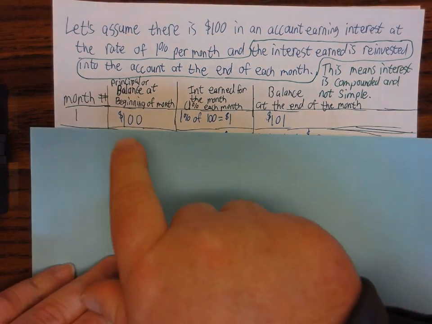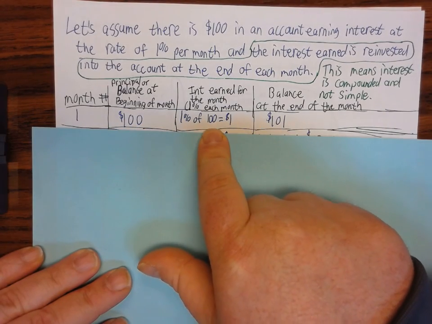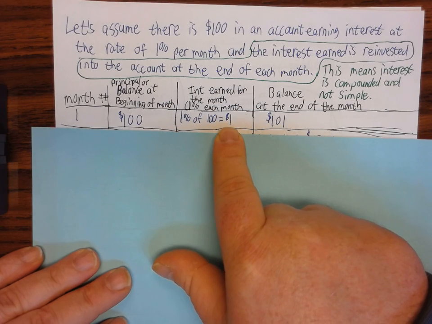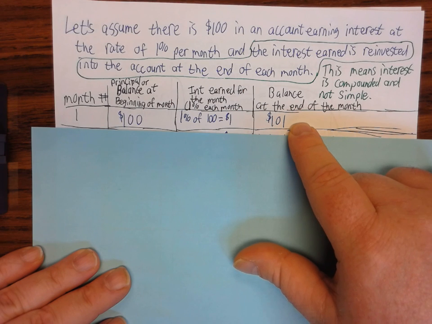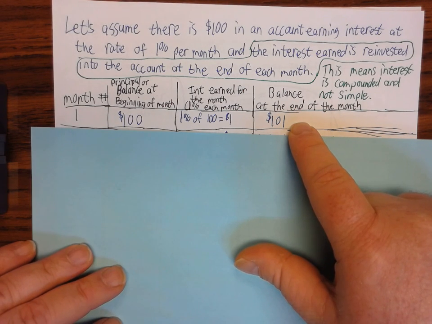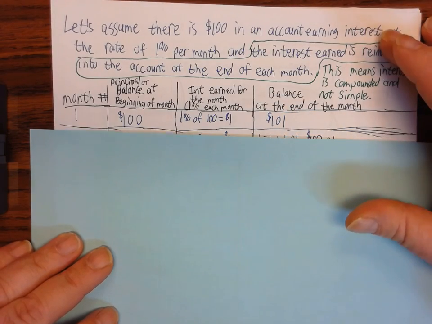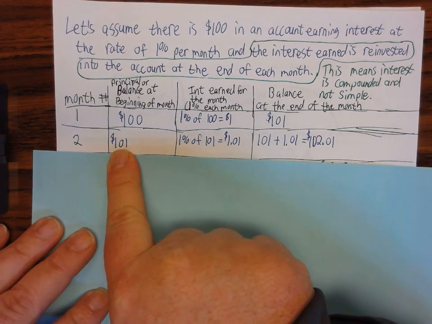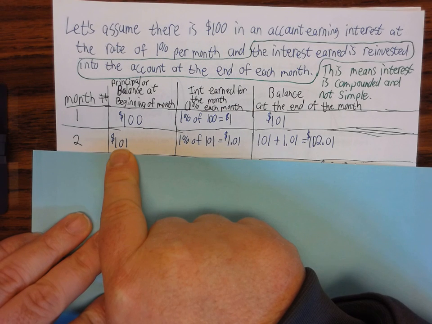So month 1, we start with our $100 in there at the beginning. We're going to earn interest on that $100. 1% of $100 is $1. So at the end of the first month, the account balance or the principal is $101. Now when we go into month 2, the balance at the end of month 1 is the principal or the balance at the beginning of month 2. So we start month 2 with $101 in our account.